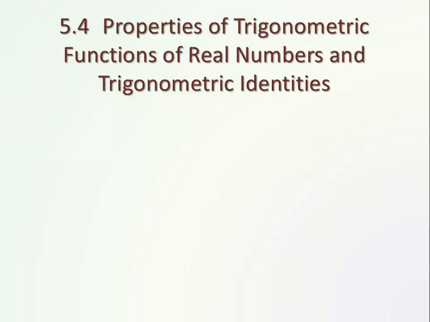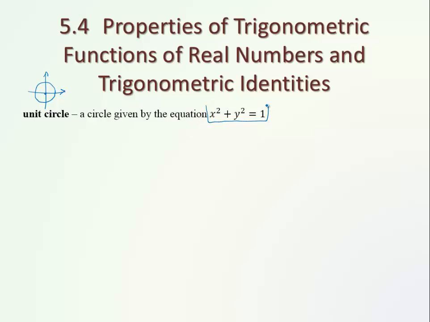In this lesson, we'll talk about properties of trigonometric functions of real numbers and some trigonometric identities. Let's recall what a unit circle is. A unit circle is a circle with the center at the origin and the radius 1. So the unit circle has equation x squared plus y squared equals 1.